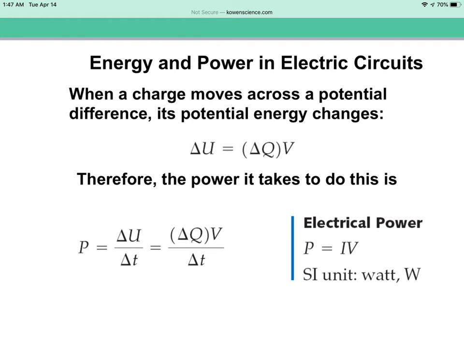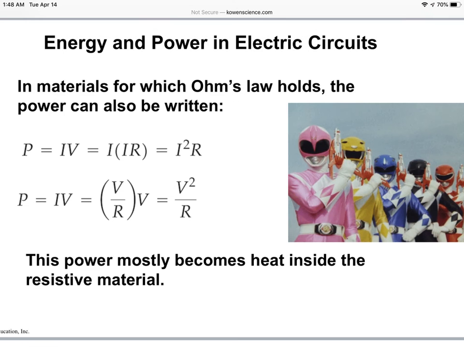So when a charge moves across a potential difference, its potential energy changes. Therefore, the power it takes to do this would be power equals current times voltage, where the units of power are in watts. Now, in a problem, if you were given the power in kilowatts, you would need to change that over to watts in order to solve the problem. If we look at energy and power in a circuit, I did give you this formula earlier. Power equals current times voltage.